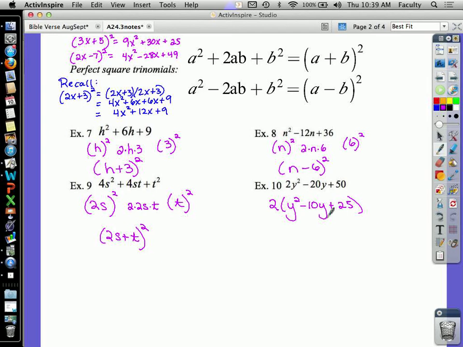Now, I need to see, is this a perfect square trinomial? Well, that's y being squared. This is 5 being squared. Is the middle term 2 times y times 5? Yes. So this is, and don't lose that GCF, 2 times the quantity y minus 5, squared.